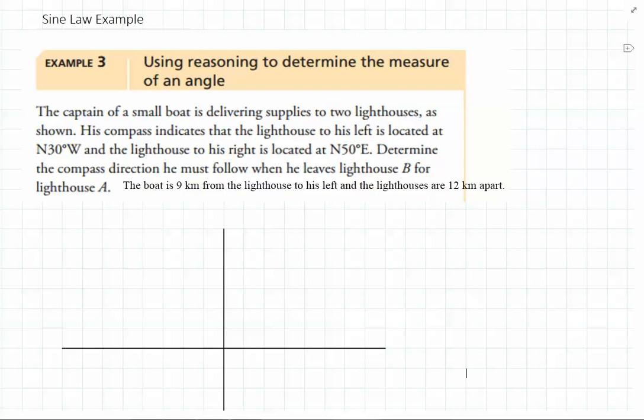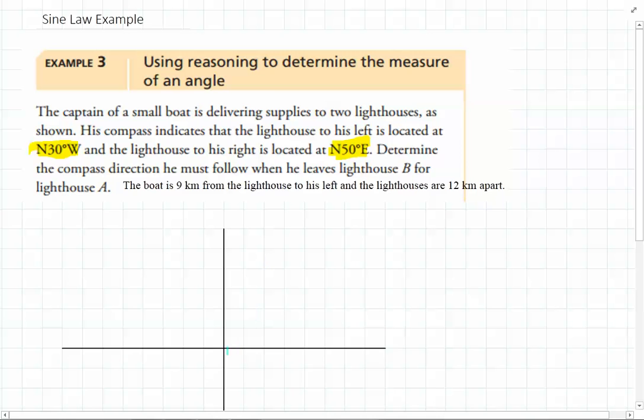Here's an example. We're going to draw it as shown in the question. The captain of a small boat is delivering supplies to 2 lighthouses as shown. So as shown, let's see what his compass directions are. It indicates that the lighthouse to his left is located north 30 degrees west. And the lighthouse to his right is located north 50 degrees east.